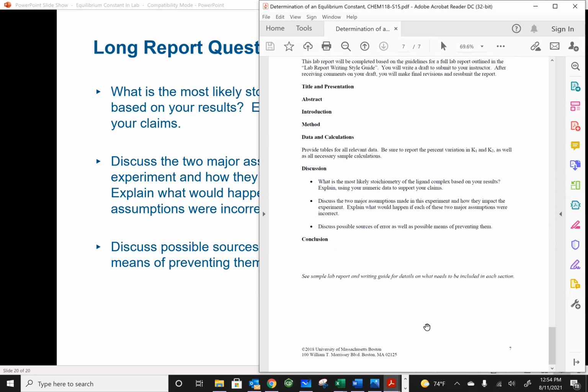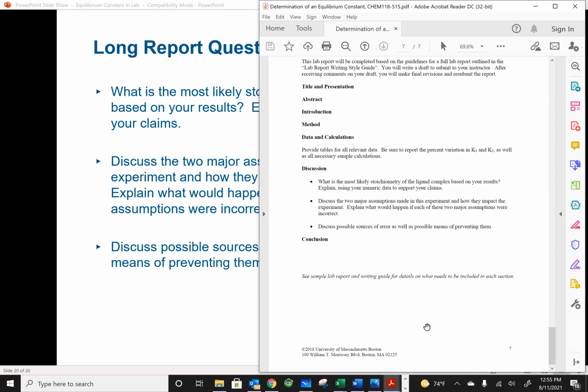Okay. So we do have some discussion questions. What is the most likely stoichiometry of the ligand complex based on your results? This is something you should already be answering in your discussion, because this is the purpose of our experiment. You need to decide what the stoichiometry is based on your results and explain why. When you're writing your discussion, you always have to explain why and point out the data that supports your claims. In this case, you are going to use the percent variance to back up your claims.